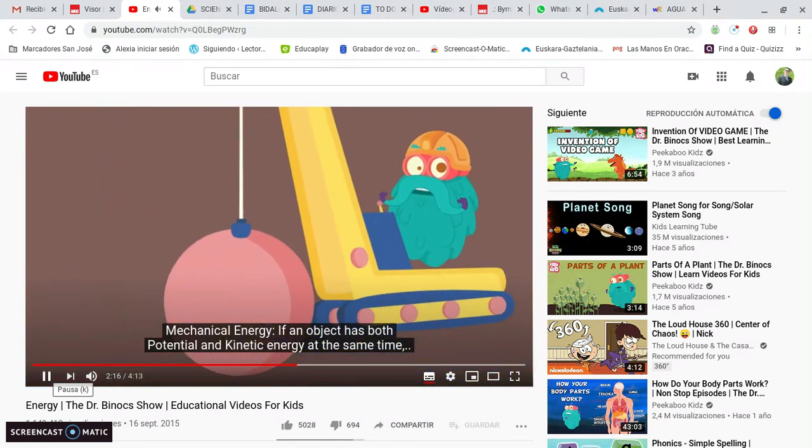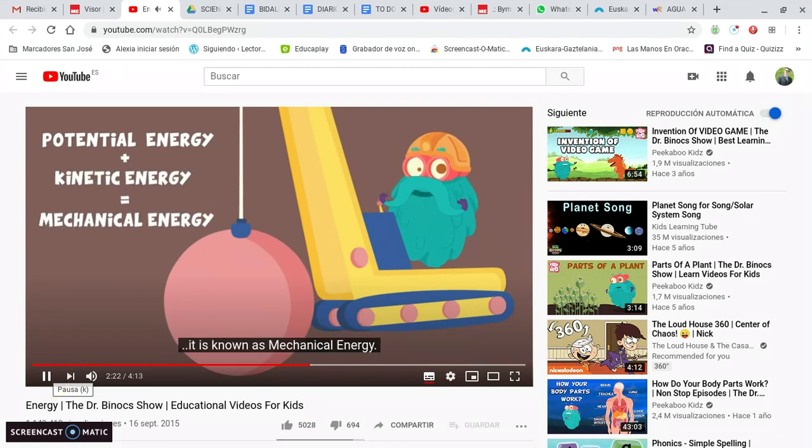Mechanical energy. If an object has both potential and kinetic energy at the same time, it is known as mechanical energy. Remember this, right? So if an object has potential energy and kinetic energy, we call that mechanical energy. This ball has potential energy inside. If we move the ball, we are using the potential and the kinetic energy of the ball, and that is mechanical energy.